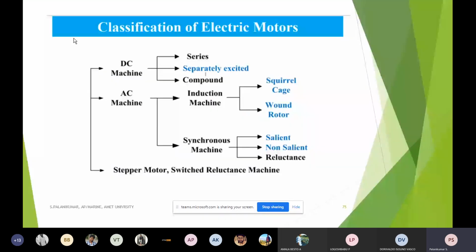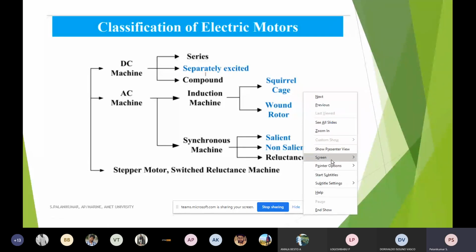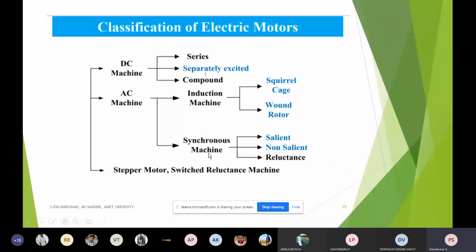Next we will see, after learning these things, very importantly the DC and AC machines and the switched reluctance machine. As far as the synchronous machine is concerned, there are salient pole and non-salient pole varieties. What is the difference between the induction machine and the synchronous machine? Both are supplied with AC supply, but the synchronous machine will always run at synchronous speed. My rotor also will be running at the synchronous speed only.